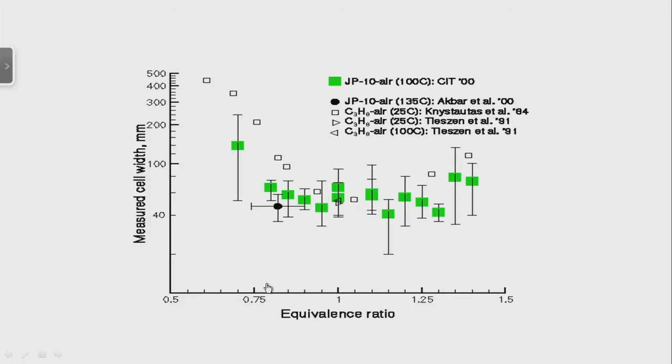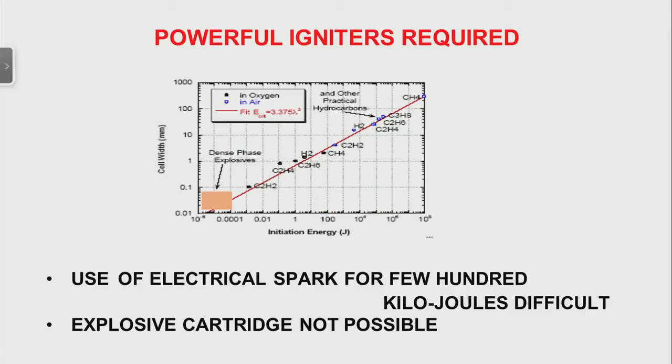It also depends on the stoichiometry, because the stoichiometry or the equivalence ratio tells us how much energy is liberated in a particular chemical reaction. This cell structure is not only true for the gaseous explosives, it is true for all detonations, whether it is a solid, liquid, or a gas.